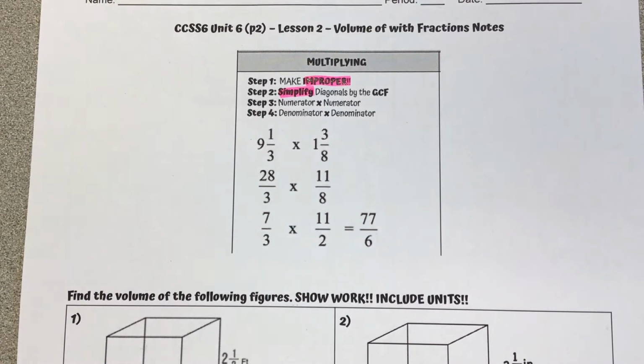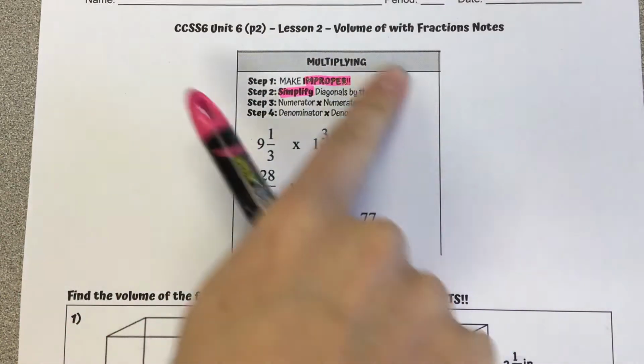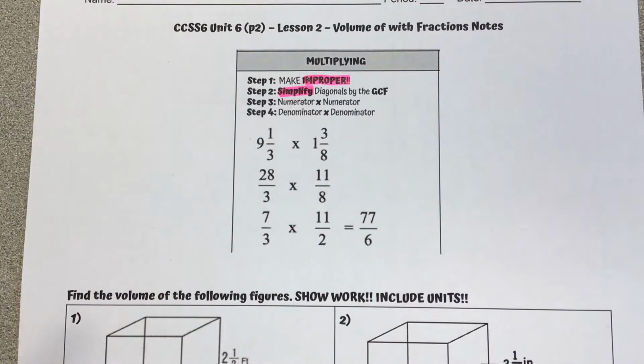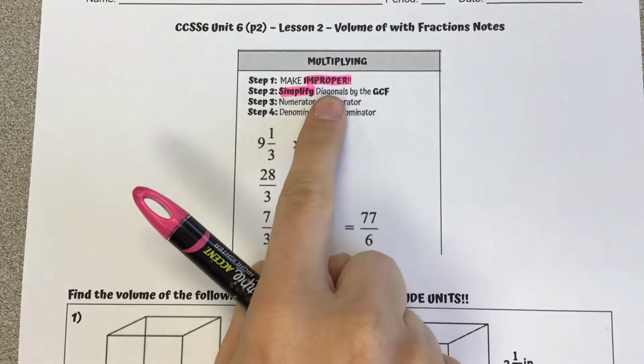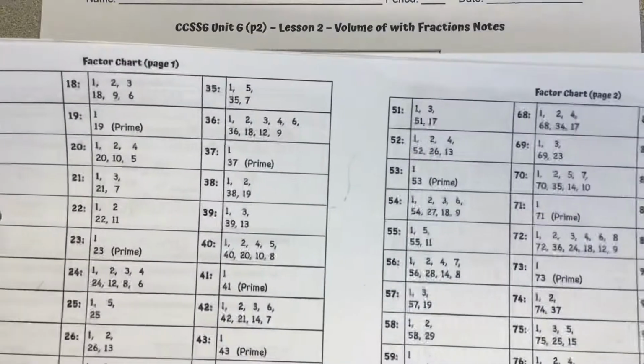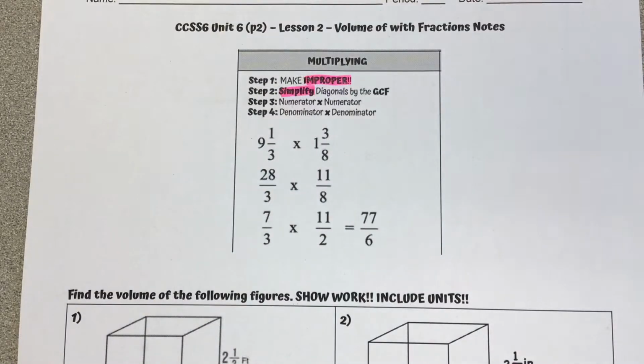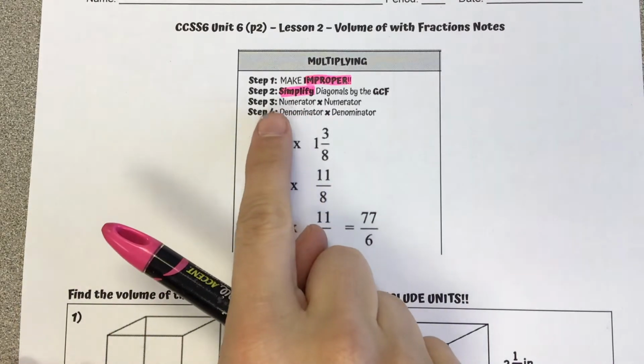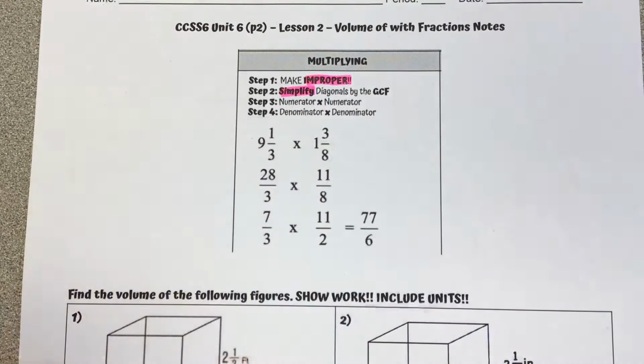All right, we're going to take volume a step further by adding in fractions. So we're going to do volume of prisms that have fractional side lengths. So first, we need to remind you how to multiply fractions. When we're multiplying or dividing, we need improper fractions. And then we are going to simplify using our factor chart. Once we simplified, we can just multiply the numerators, multiply the denominators, and get our answer.